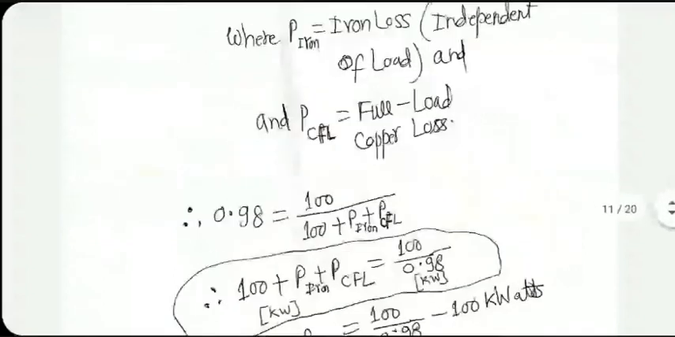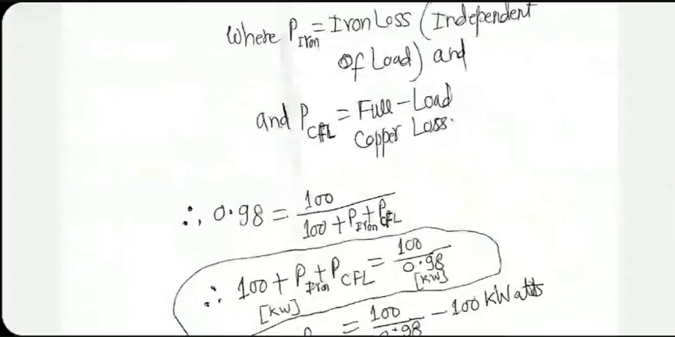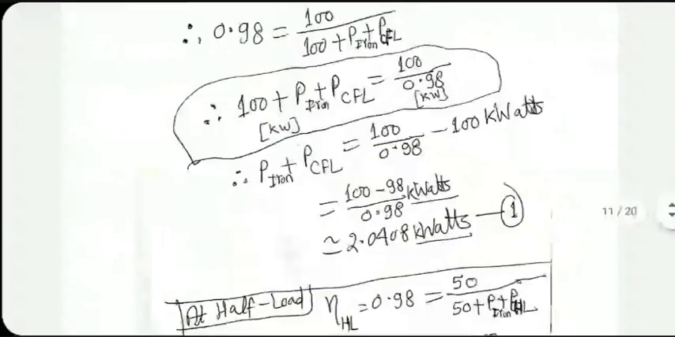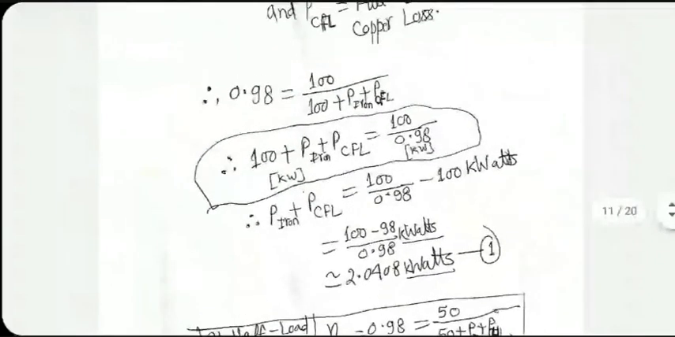So PCFL plus P iron turns out to be, you can check my calculations, based on full load information, we get this value as 2.0408 kilowatts approximately.